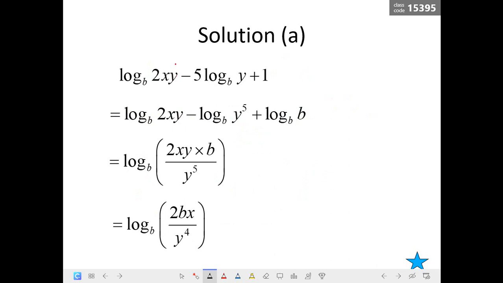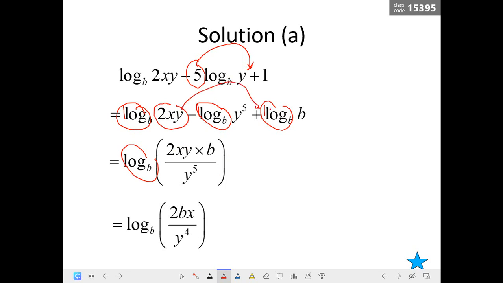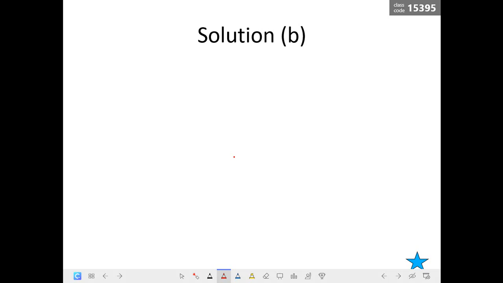Or you can use this method. Bring 5, use the third law. Because you have to check, this is coefficient 1, 1, 1. Change to one single log with the same base, log base b, and write it in the big bracket: 2xy, plus means times b. This term, minus, means this term over y to the power 5. Then simplify. This is the answer. Okay, go to part B.